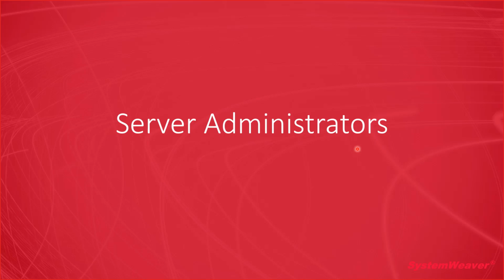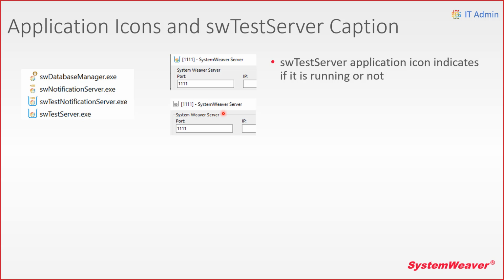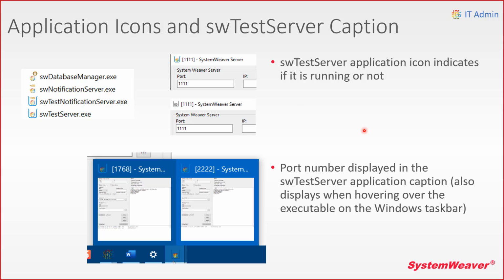Okay, server administrators. We implemented some new application icons for the database manager, the notification server, and the test server. So you can more easily, in the GUI, see much more clearly if something's running or not. You can see that when a test server is stopped, the icon is gray, and when it's running, it's colored.